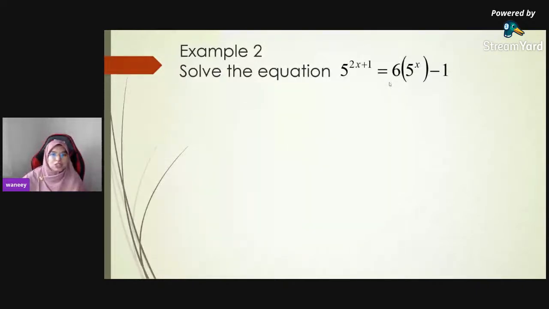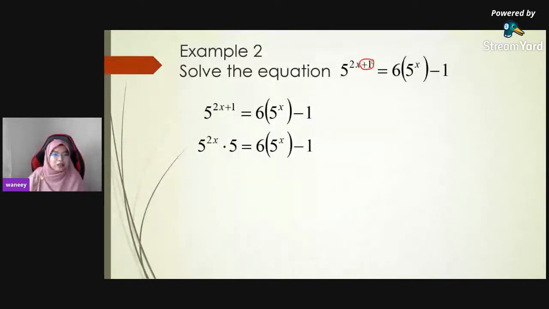So how do we use substitution? Firstly, you see over here, we have 5 to the power of 2x plus 1. So we have a plus. If you have a plus or a minus, make sure you separate them into two terms. One is 5 to the power of 2x, the other is 5 to the power of 1. Separate them into two with a common base, of course, because we have 5 over there. We're going to get 5 to the power of 2x multiply with 5, equal to 6 multiply with 5 to the power of x minus 1.